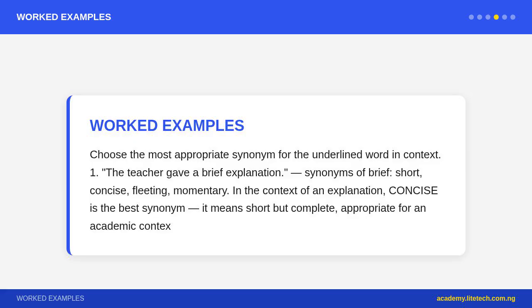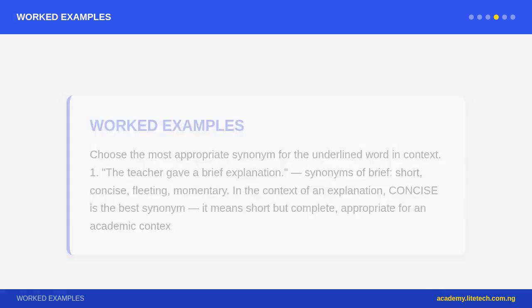Abstain; synonyms: refrain, avoid, forgo; antonym: indulge, participate. Meticulous; synonyms: careful, thorough, precise; antonym: careless, sloppy, negligent. Pernicious; synonyms: harmful, destructive, injurious; antonym: beneficial, harmless.